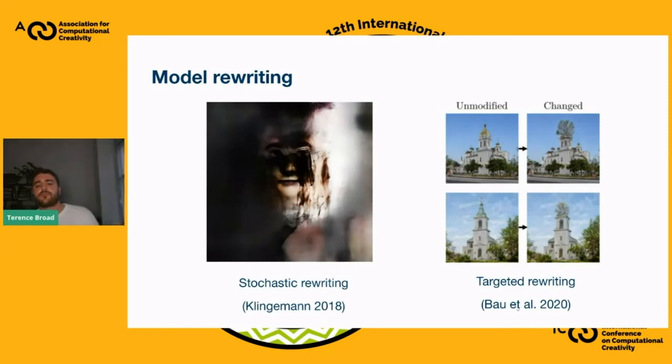Bau and others, last year, presented a paper called Rewriting a Generative Model. Here they presented an interface where a user would copy and paste one aspect onto an image. They would say, for example, I want the tops of churches to look like trees, using a Photoshop-type copy and paste interface. Then the model would be optimized just on that one image to copy it. This changes the rules inside the network so that now every single church spire is being replaced with trees.